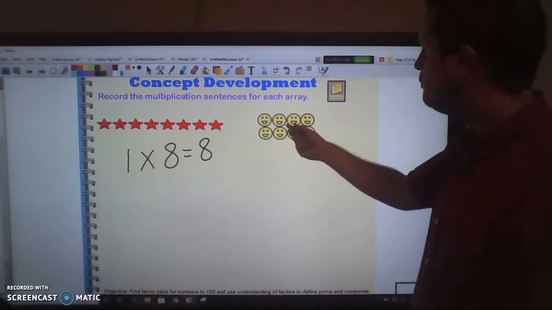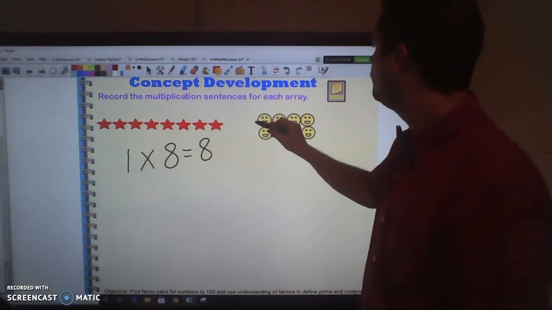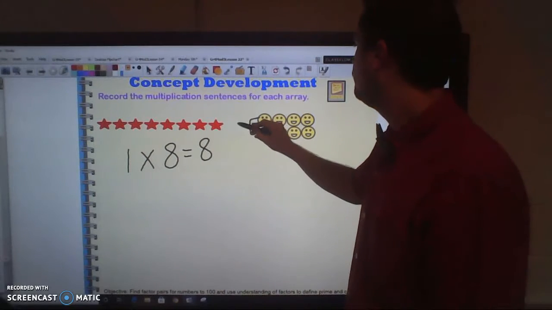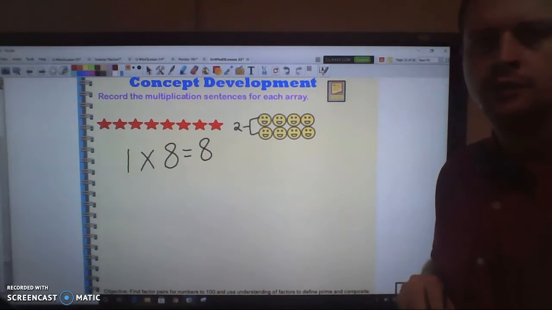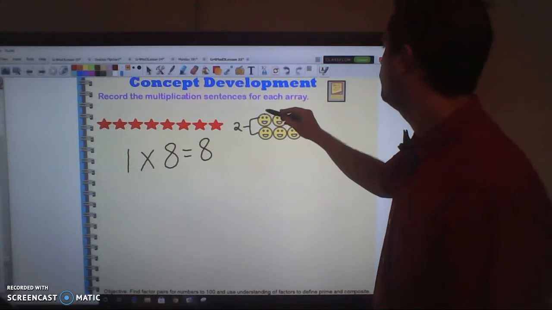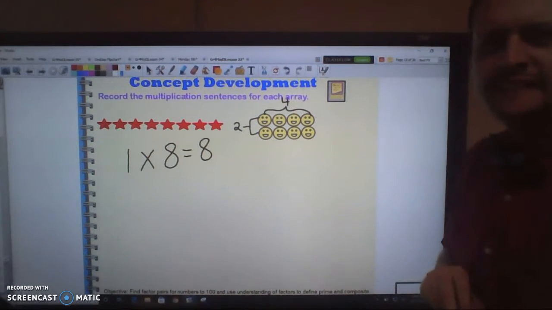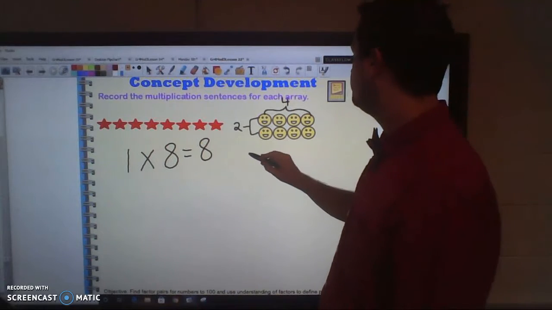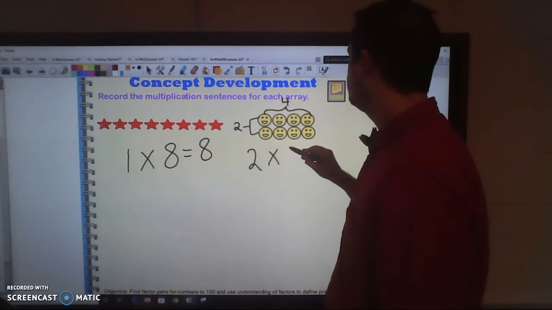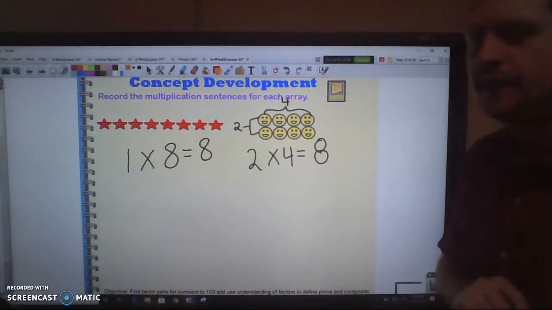Okay. Now I'm going to move over to my next array. So this time I have 2 rows. And now how many columns do we have? 1, 2, 3, 4. So this time, our multiplication sentence would be 2 times 4, which equals 8.